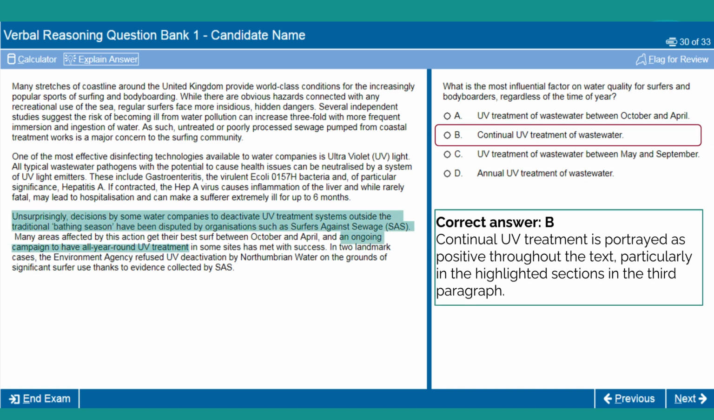The correct answer is B. Continual UV treatment is portrayed as positive throughout the text, particularly in the 3rd paragraph.